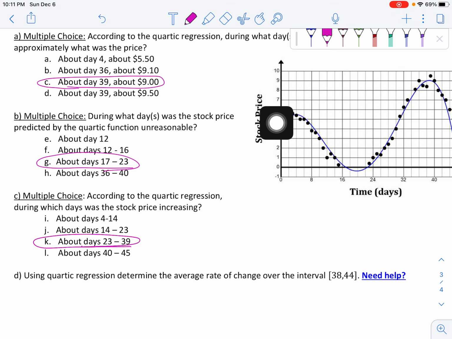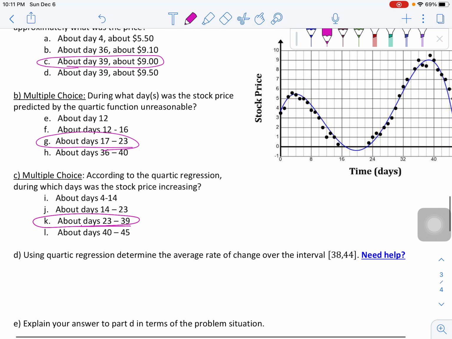There is one other part of the graph that's increasing, which would be this little part right here from about day 0 to about day 4, all right? So there would be another possible answer there depending on the way the question was worded.